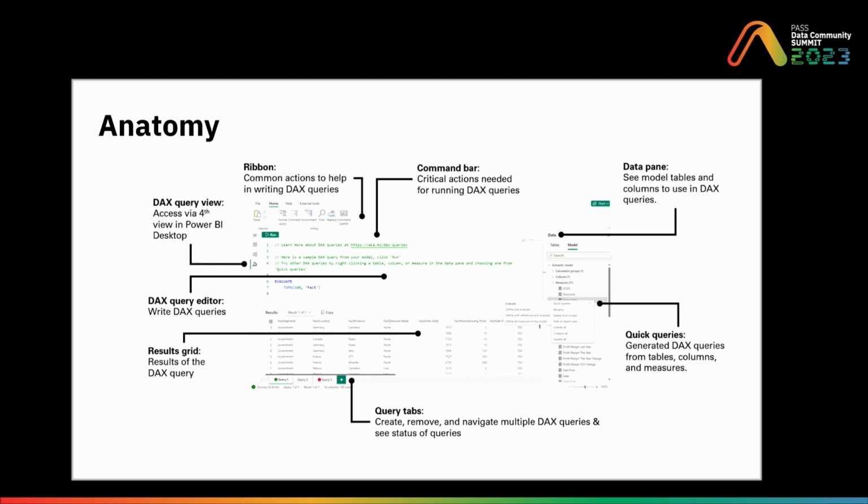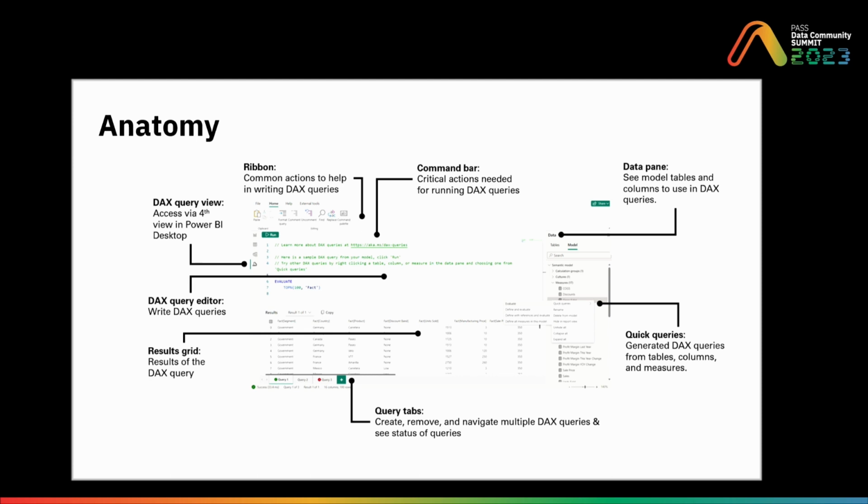We have the data pane. You can even see the model explorer, so you can go ahead and look at your relationships while you're making a DAX query. And in that data pane, we give you context menu options to do quick queries, where it will generate a DAX query for you on these items. So on a table, you can say, show me the top 100 rows. Show me the column statistics. Show me all the measures in this table. On a column, you can say, what are the values in this column? What are the column statistics? We make these really easy to create for you.